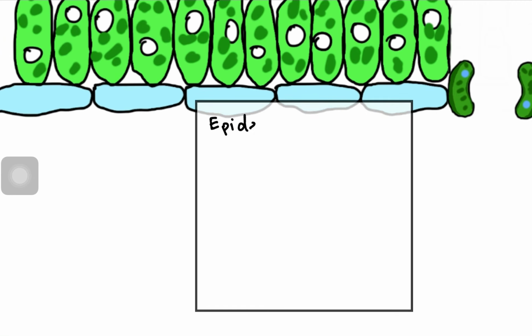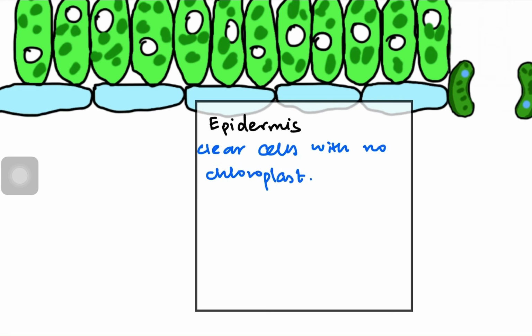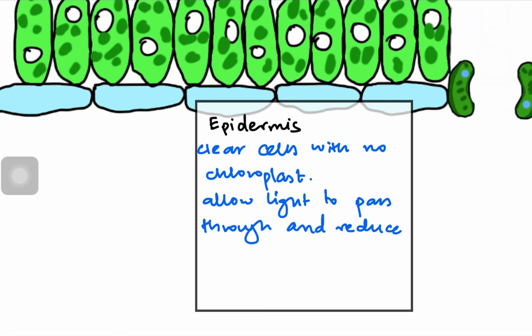Moving back to the epidermal cells, let's quickly write some stuff about them. Epidermis are clear cells, so they do not have any chloroplast. They do not have any chloroplast, which means they are not capable of performing any photosynthesis. They just allow light to pass through, which provides higher access of light for the underneath cells. They also decrease the loss of water by transpiration, plus they protect the leaf.